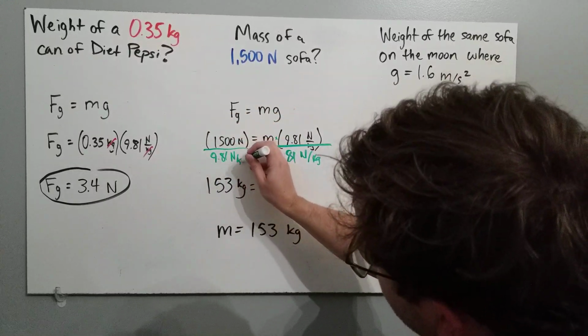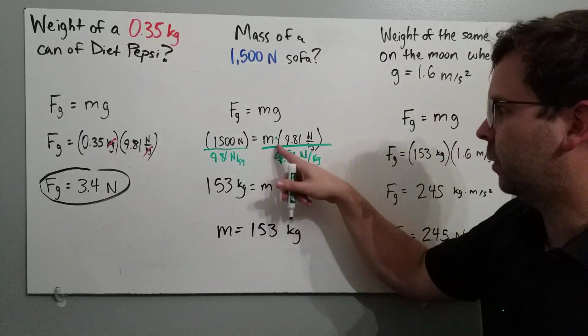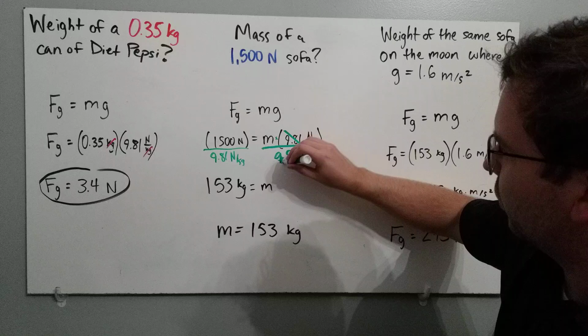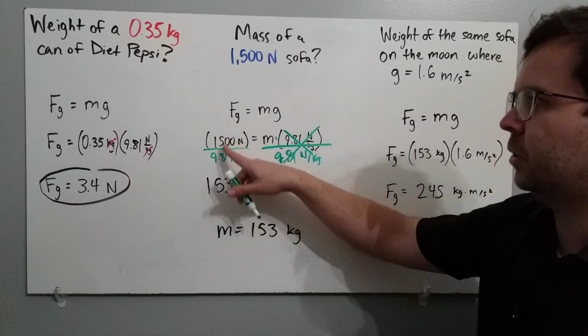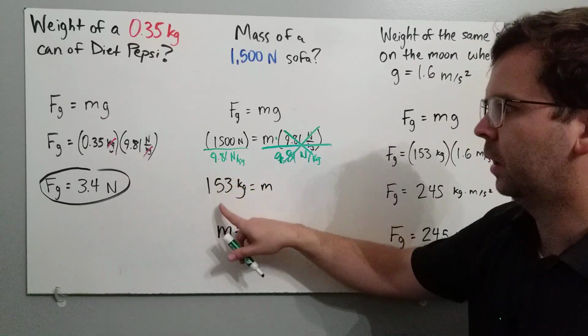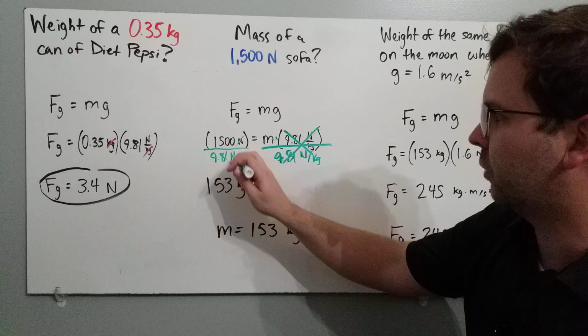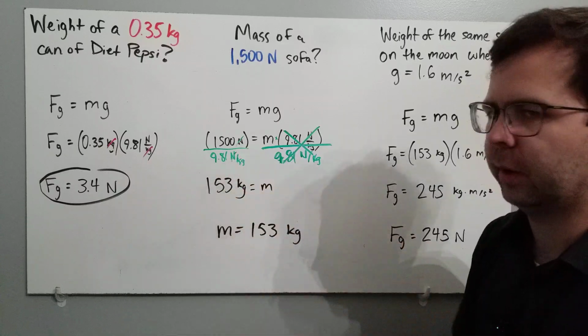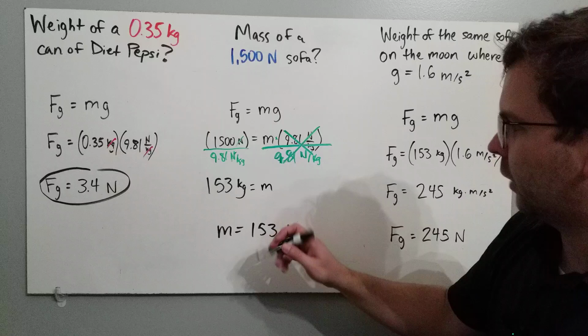Oh, sorry, it's kind of awkward to write at this angle. Okay, so we do that. Divide, we've undone this part over here, so it's just all completely gone now. We're left with the mass. And then we do this in a calculator, 1,500 divided by 9.81, and that gives us 153. Now here, the newtons end up canceling out, and we're left with kilograms for our mass. So that is our answer.